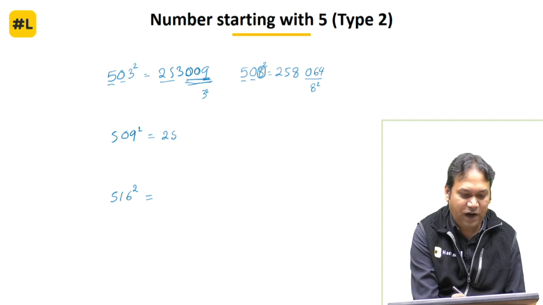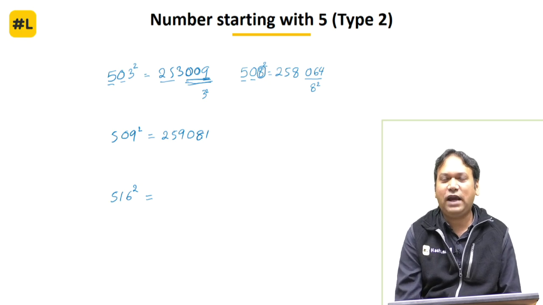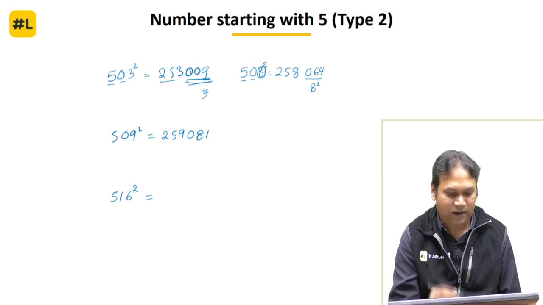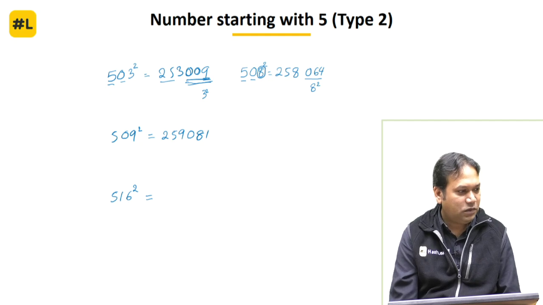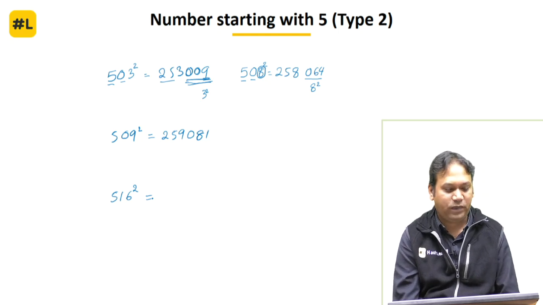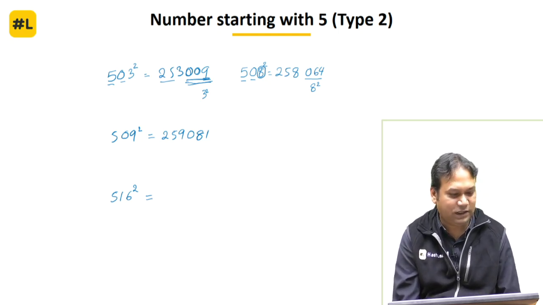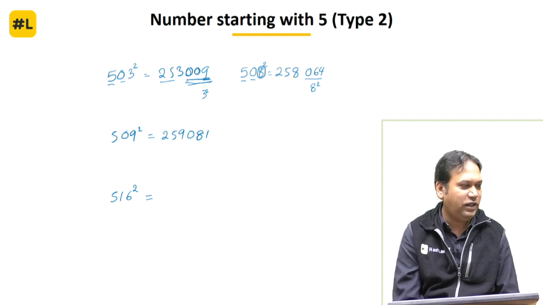509 square, 259081. 502 square, 252004. 501 square, 251001. It should take only seconds. So 253009, yeah. Let's see 516 square. Can someone get me the answer for 516 square? Yes, Vishaka, 259081. Very good, you are calculating 509 square. So now calculate 516 square in seconds. Yes, Aparna, very good. You are following the technique.